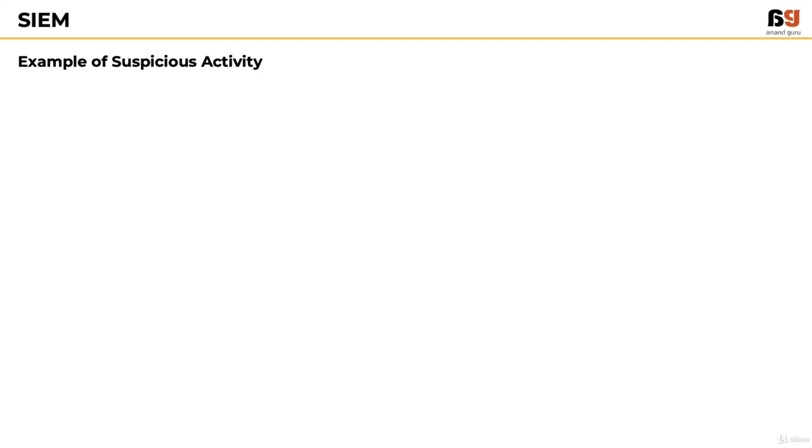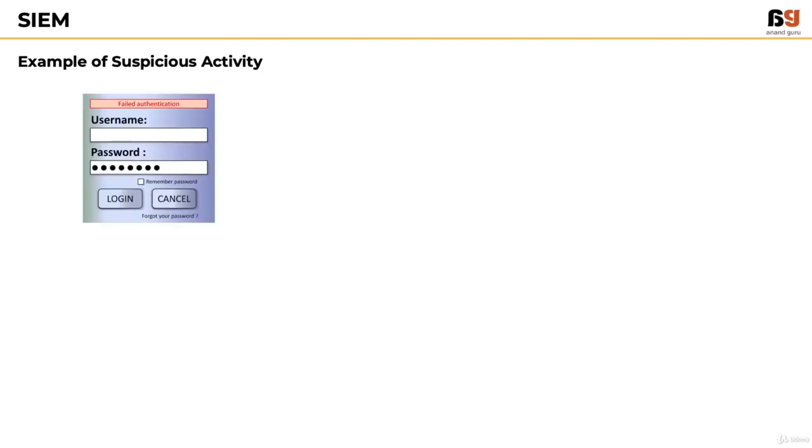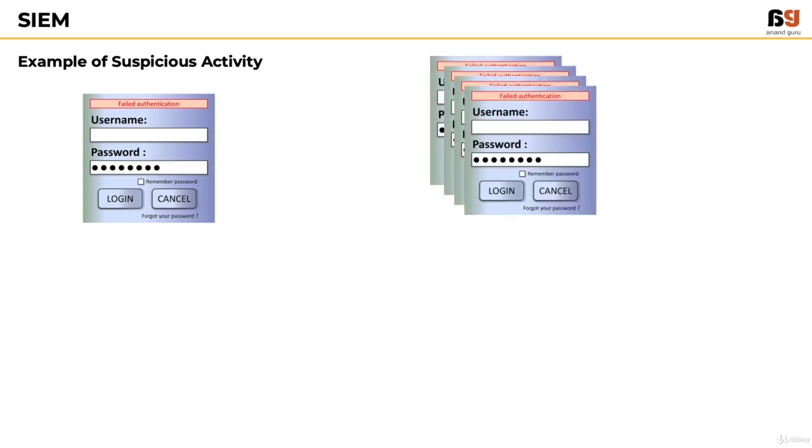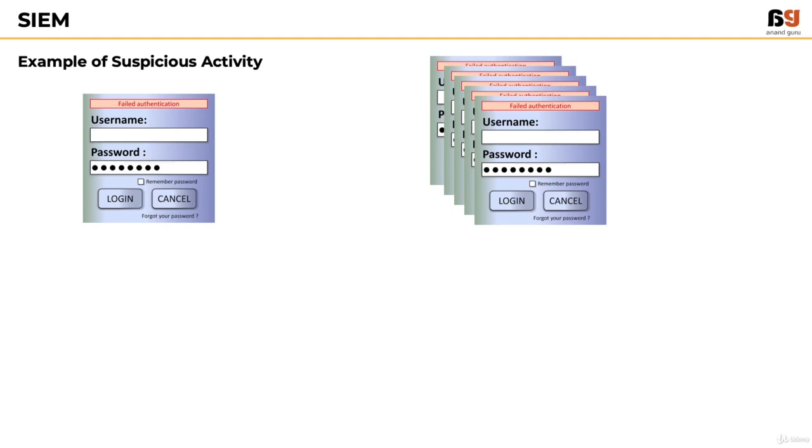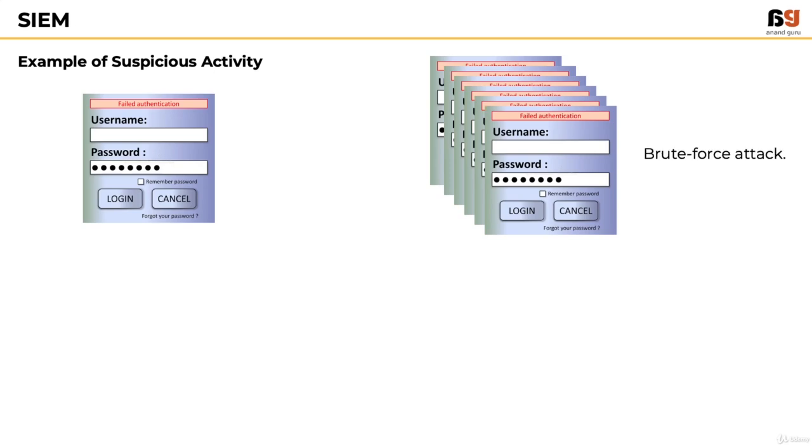Let's consider an example of suspicious activity. If a user fails to log on to his laptop once, it is not a big deal, as the user might have entered an incorrect username or password. But if the same user fails to log on to his laptop 20 times in 1 minute, it is suspicious, as it would indicate someone is trying to guess the user's password. Or, in other words, it is an indication of a brute force attack.